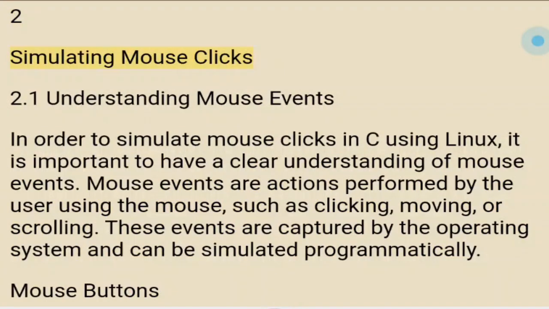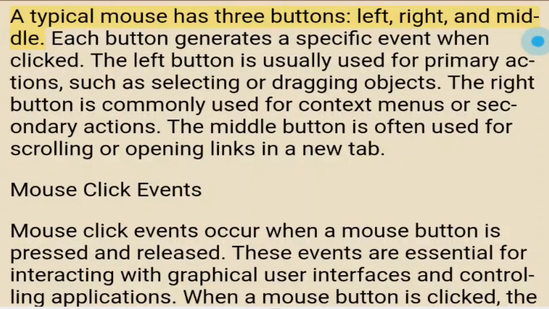2. Simulating mouse clicks. 2.1 Understanding mouse events. In order to simulate mouse clicks in C using Linux, it is important to have a clear understanding of mouse events. Mouse events are actions performed by the user using the mouse, such as clicking, moving, or scrolling. These events are captured by the operating system and can be simulated programmatically. Mouse buttons. A typical mouse has 3 buttons: left, right, and middle. Each button generates a specific event when clicked.